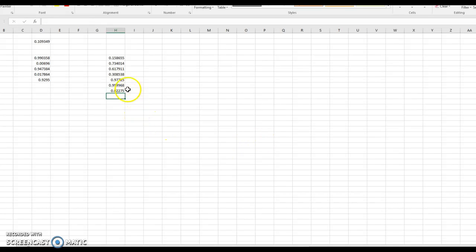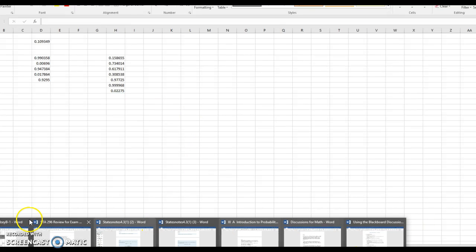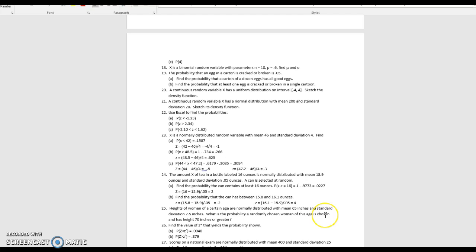Alright, so we want to take 1 and subtract 0.0228. So our probability is going to be 1 minus 0.0228. And that's going to end up being 0.9772.